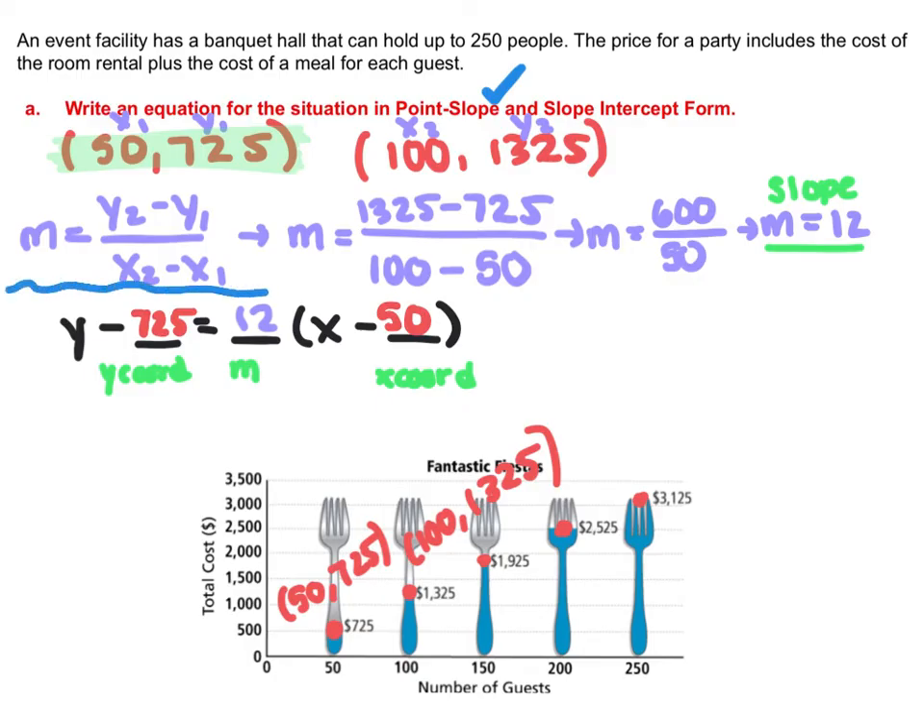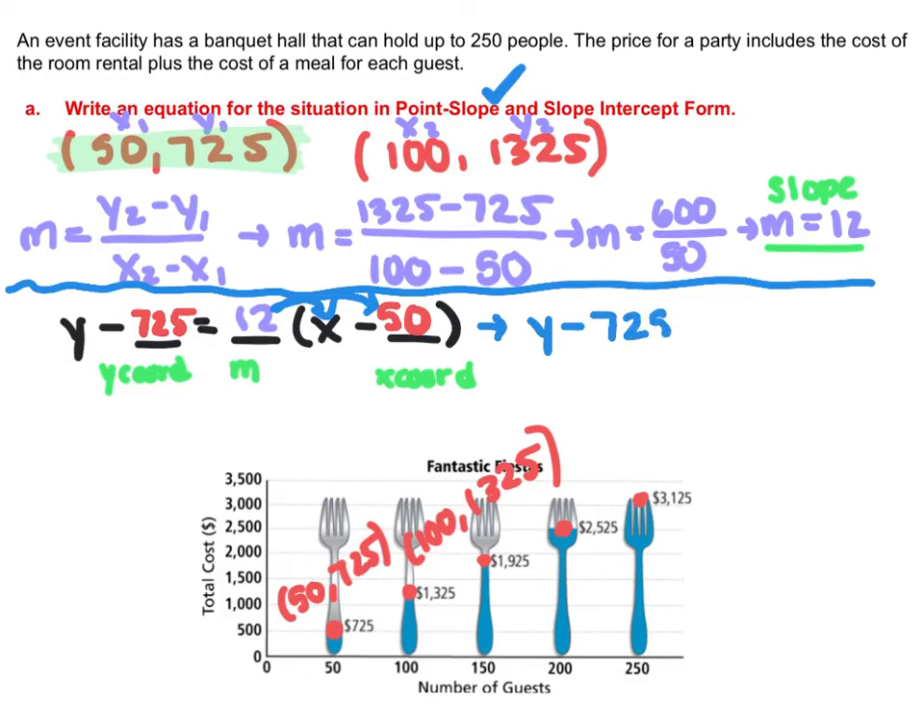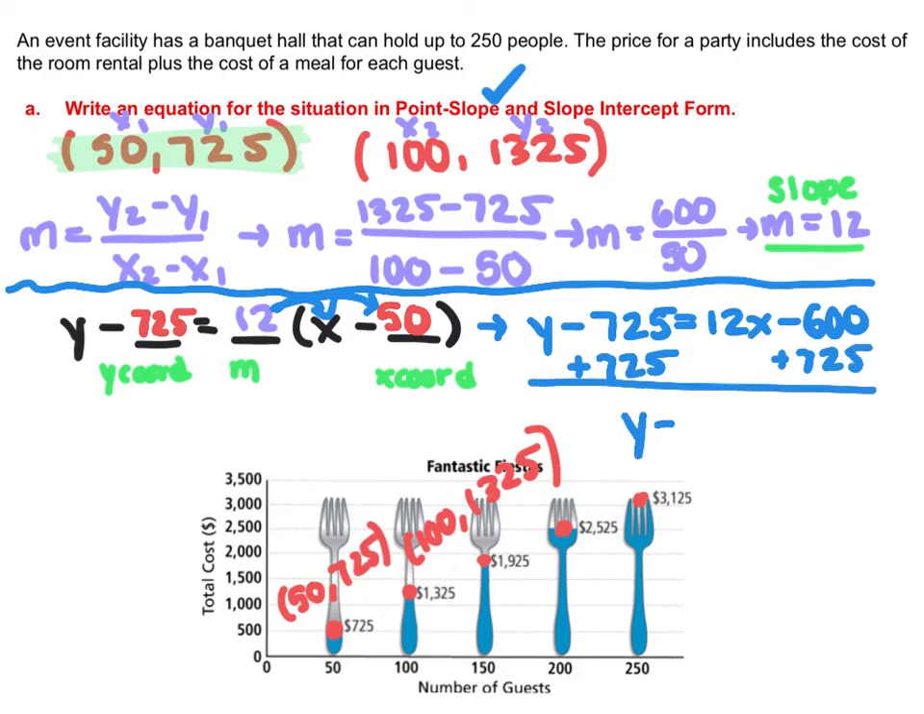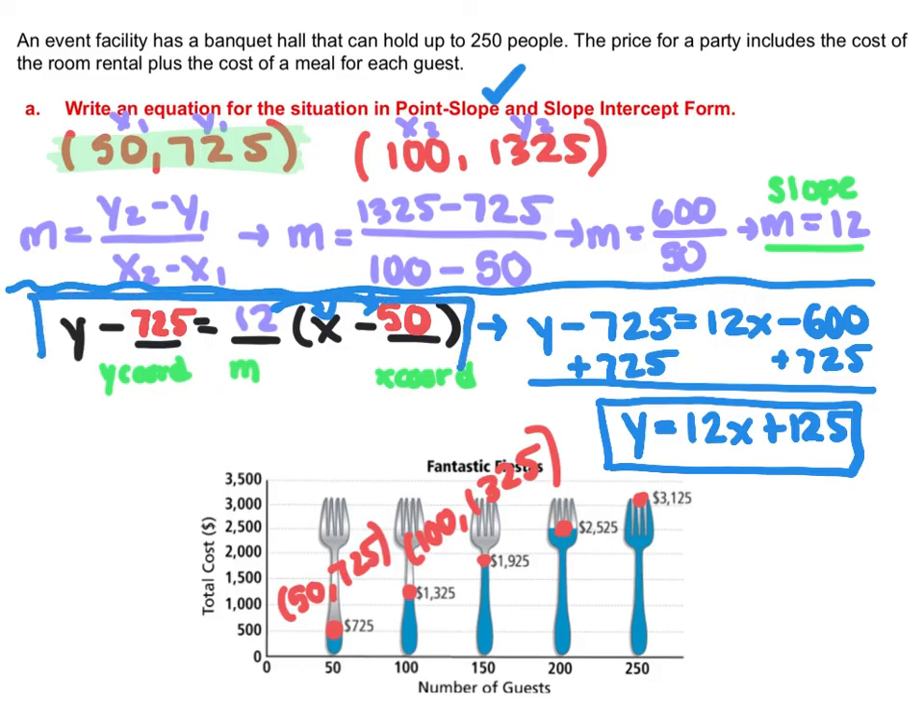The first thing that we're going to do is distribute the 12 to both terms. So it's going to be y minus 725 equals 12x minus 600. And then to finish solving, to get y by itself, I'd have to add 725 to both sides, which will give us y equals 12x plus 125. So I have my slope intercept form as well as one of the possible point slope forms.